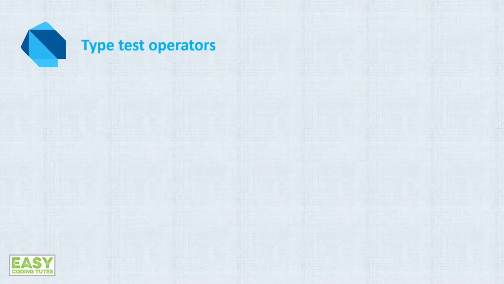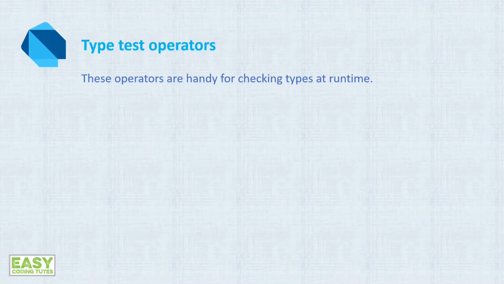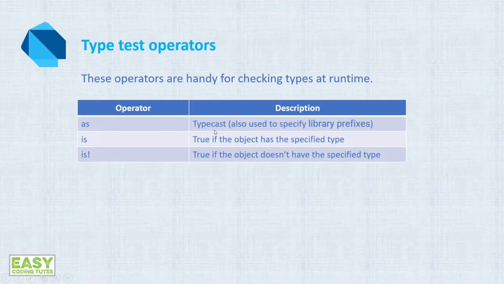Next is the type test operator. These operators are handy for checking types at runtime. Let's look at the table below. Here we have as, which is typecast, also used to specify library prefixes. We will understand the as operator in a better way in our upcoming tutorial. The second one is is, which is true if the object has the specified type, and is not, the last operator, is true if the object does not have the specified type. So let's see the examples for the same.